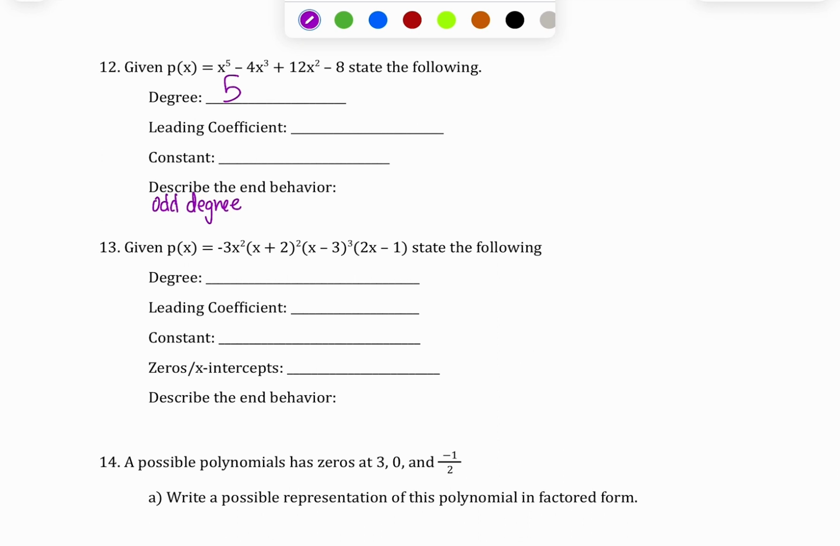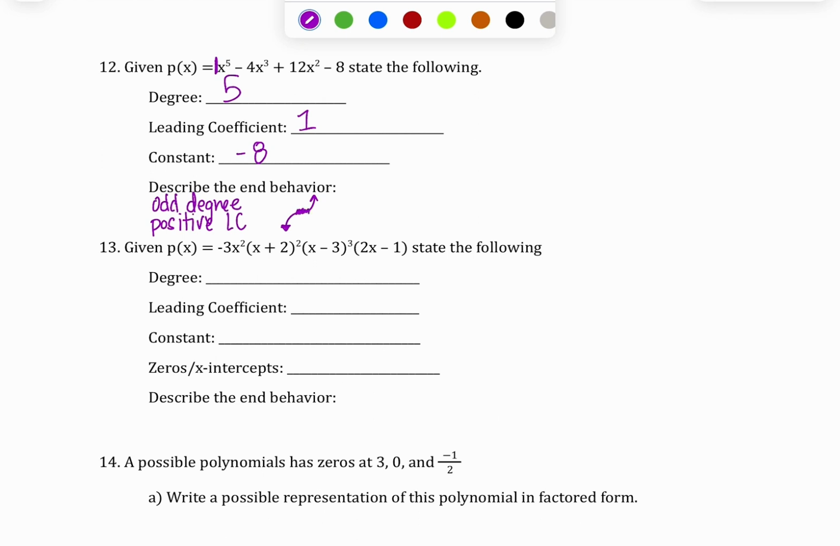Since the degree is 5, that means it has an odd degree. And the leading coefficient, that's the coefficient in front of the term with the degree, is a 1, since there's nothing written there, which means it has a positive leading coefficient. And the constant, that's the number that doesn't have an x on it, is going to be a negative 8.